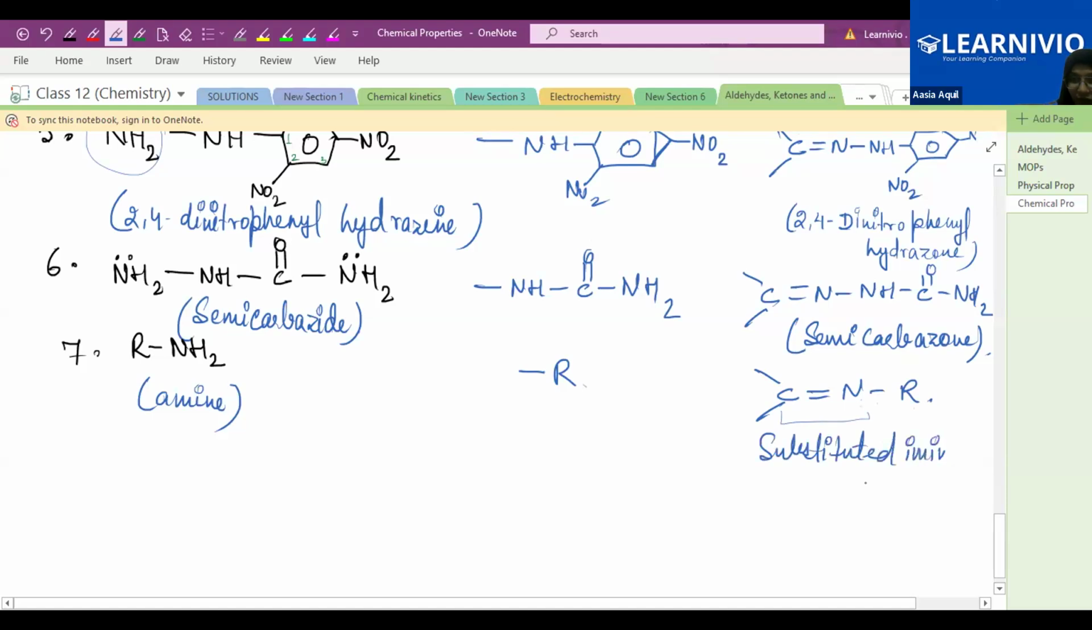And one more thing, it is also known as Schiff's base. Carbon double bond nitrogen, and if an alkyl group is attached to the nitrogen, it is known as Schiff's base. Okay, so just remember that. If someone asks you what is Schiff's base, this is the structure of Schiff's base. Okay, quickly write down.